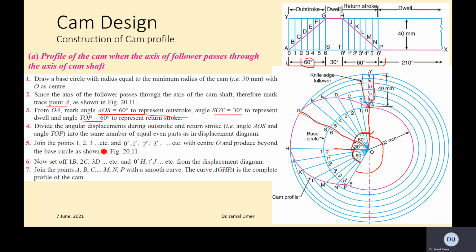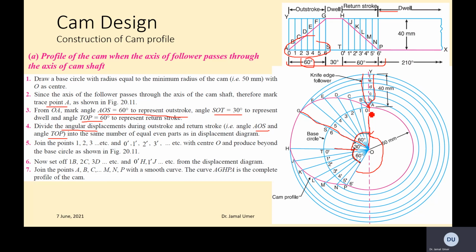Next, divide the angular displacement during outstroke and return stroke into the same number of equal parts as the displacement diagram. Because we have done six different divisions there, you also divide this angle into 6.